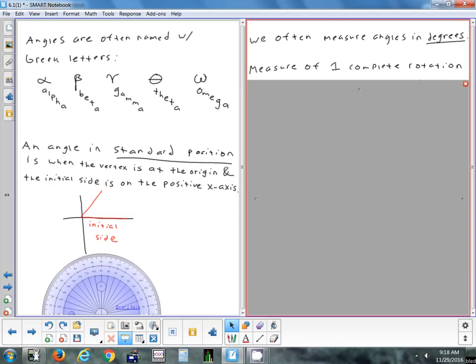Now, if you have an angle, and you've got one complete revolution, think of moving around a circle. It's a certain number of degrees to go all the way around. Does anybody know? 360. Yeah, it's 360.